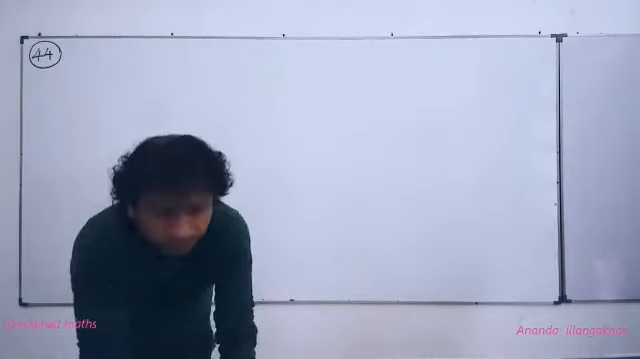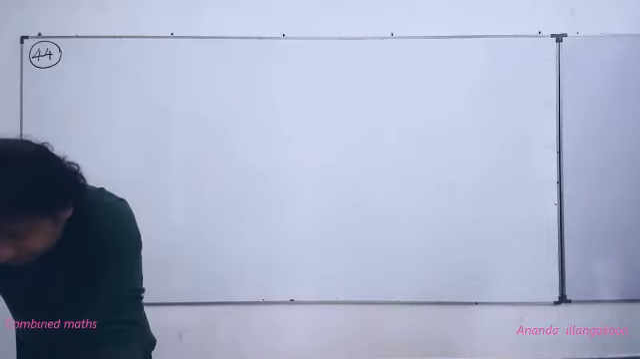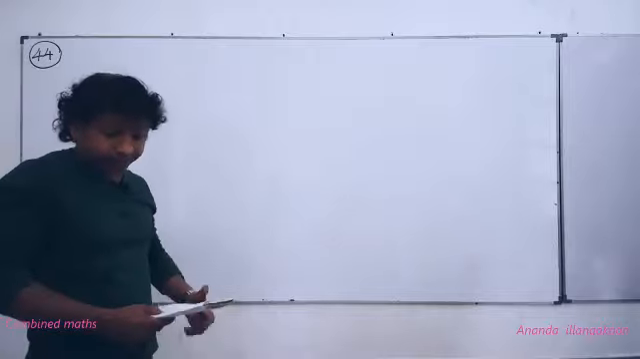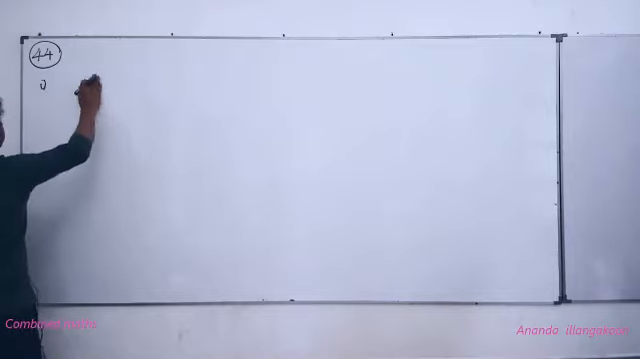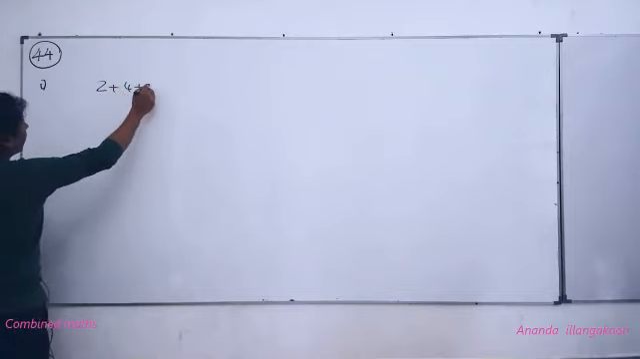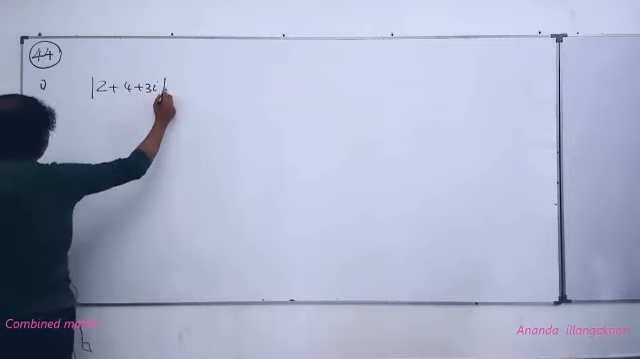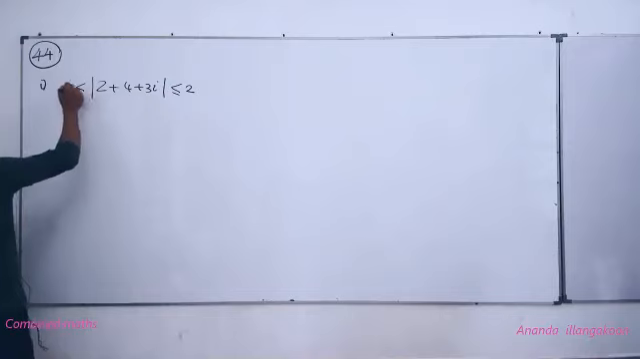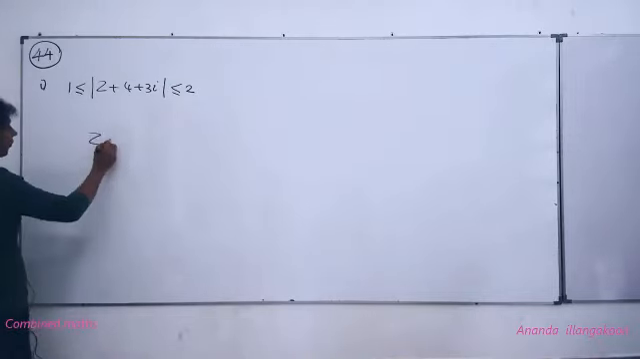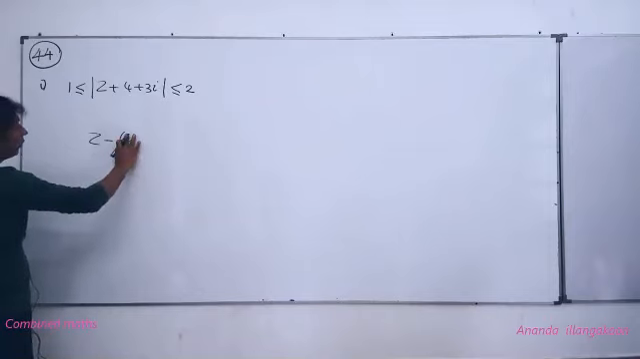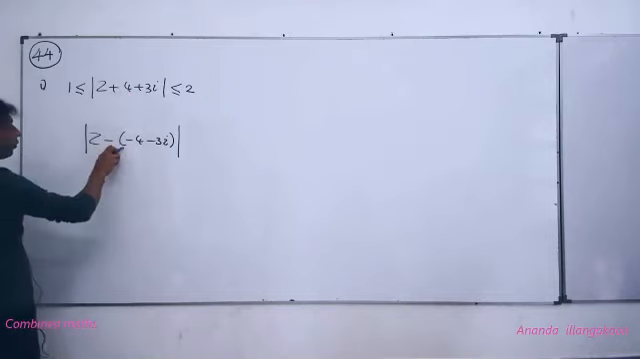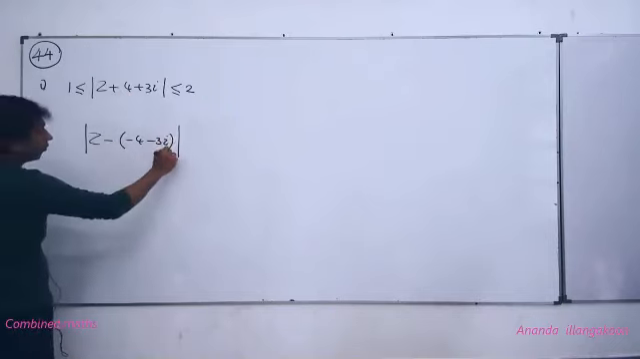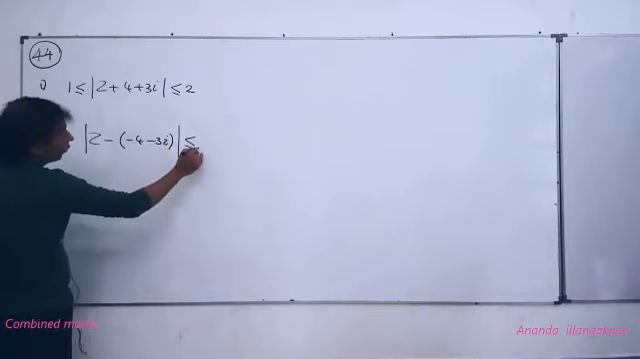Number 44 says, shade the region satisfying this: modulus of z plus 4 plus 3i less than or equal to, greater than or equal to 1. I can write this, taking minus sign now: z minus of minus 4, minus 3i. Less than or equal to, greater than or equal to 1.